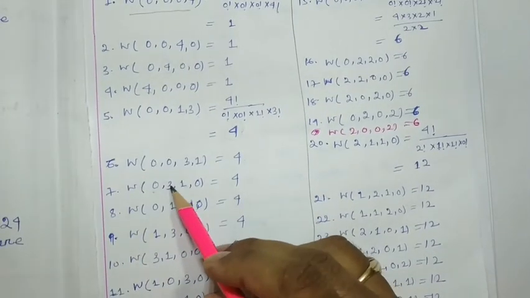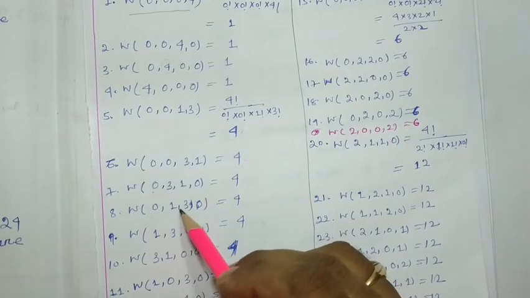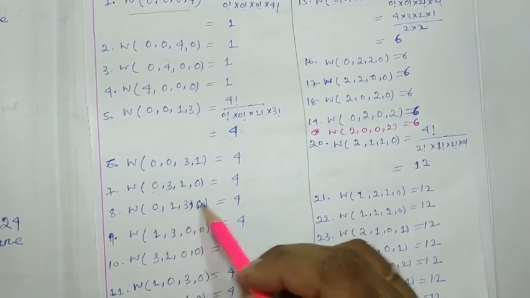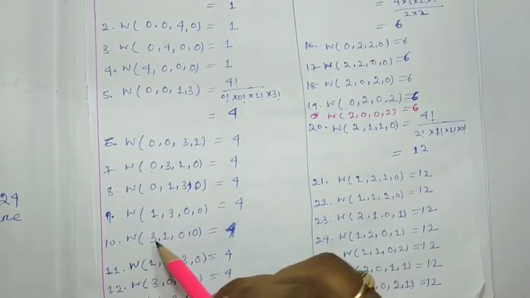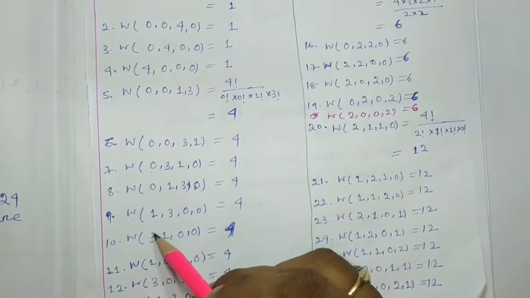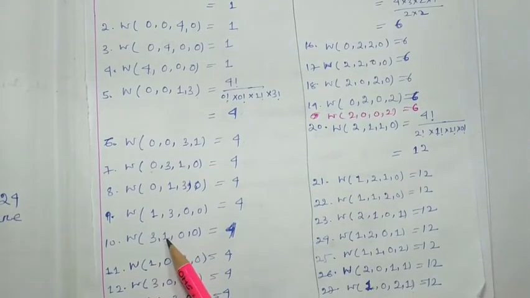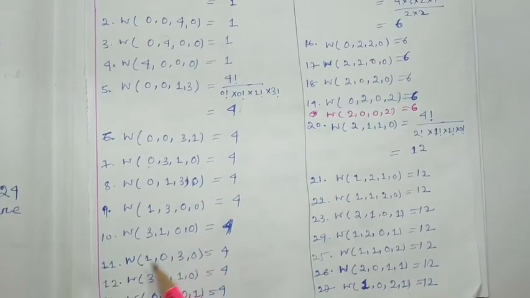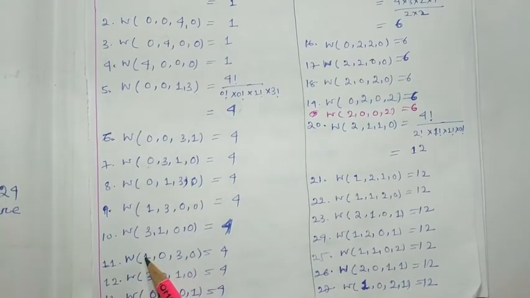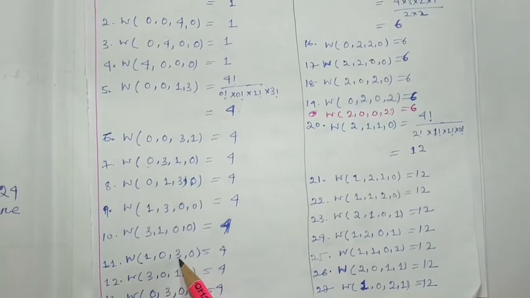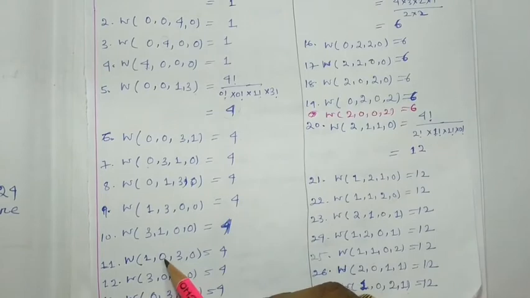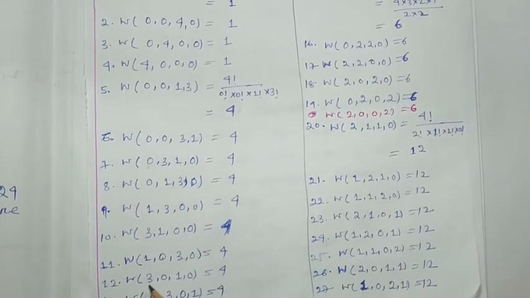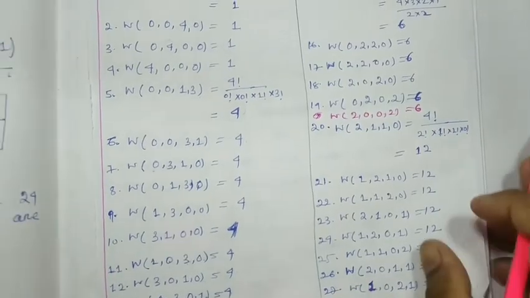Here I just altered the position: W(0,1,0,1,3,0)... W(0,1,3,0), W(4,3,1,0). Here 3 1 means first compartment 3, second compartment 1, and the others are vacant. So W(1,0,3,0) means first compartment 1, second compartment vacant, third compartment 3, fourth compartment vacant, which will also be 4. That means 4 factorial by 1 factorial, 0 factorial, 3 factorial, 0 factorial, also 4. Then W(3,0,1,0) will be 4, W(0,3,0,1) also 4.